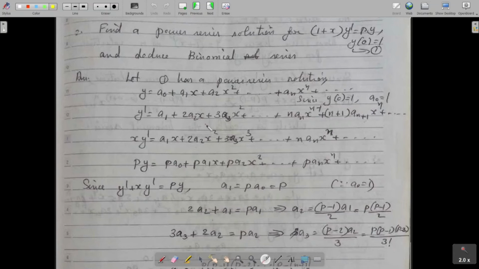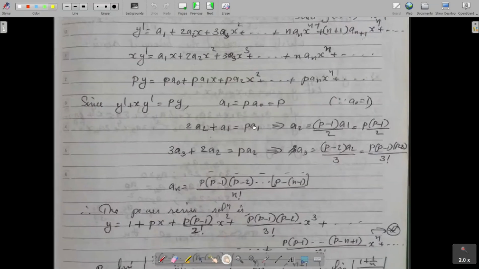Likewise, you have to equate the coefficients of x square. You have to add these two terms. So we have 3a3 plus 2a2 equal to the coefficient of x square in this equation, which is pa2. So equate it to pa2. From this equation, you have to find a3. It's equal to (p minus 2) a2 by 2. And a2 is p into (p minus 1) by 2. Just substitute here. So we get a3 equal to p into (p minus 1) into (p minus 2) by 3 factorial.